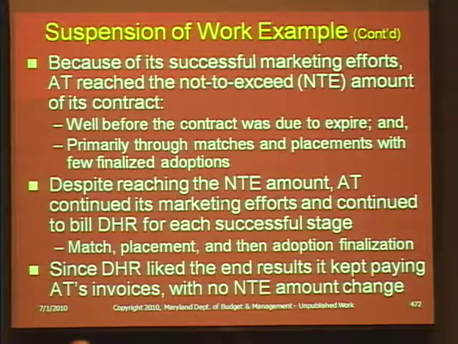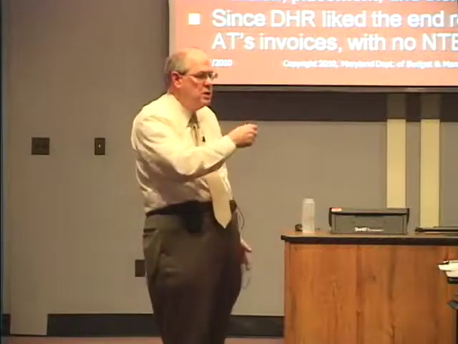Despite reaching the not-to-exceed amount, Adoptions Together continued its marketing efforts and continued to build human resources for each successive stage: match, placement, and then adoption finalization. Since DHR liked the end result, they're getting adoptions, they kept paying their invoices. And they never changed the not-to-exceed amount. The invoices just kept coming in, and they approved them, and they paid them. No problem with that, right? These are just words on paper. They don't really mean anything.